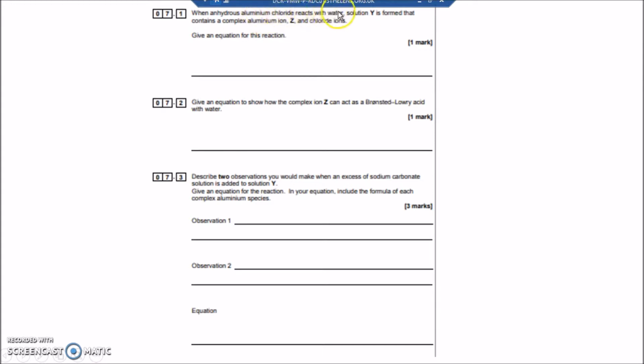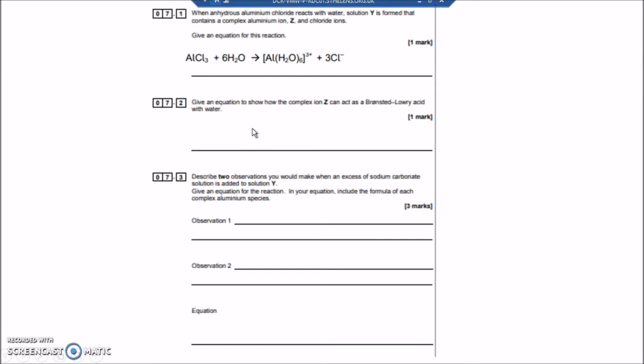AlCl3 therefore reacts with water, solution Y is formed. That's going to be hexa-aqua aluminium 3+. So AlCl3 plus 6 waters to give the 6 water ligands around the aluminium. 3+ because aluminium's 3+, no charge on the waters, they're neutral, and we'll make 3 Cls. They're going to be minus ions, chloride ions from the aluminium chloride. 3+ and 3- make nothing and nothing on the left, so that balances.